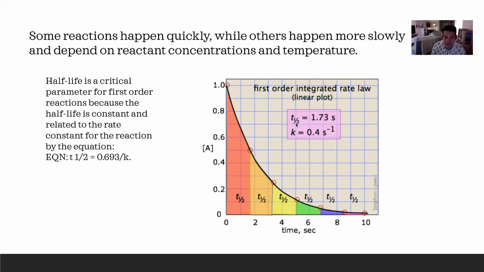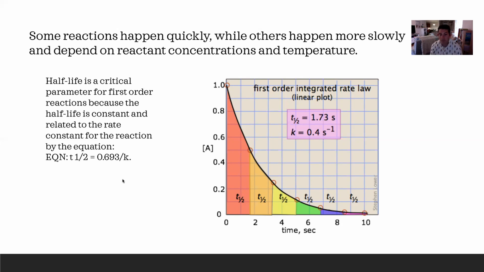And here's something interesting. We are told that the k for this reaction, the rate constant, is 0.4. We can do 0.693 divided by 0.4, and it would give us a half-life of 1.73 seconds. So that's what this equation does. The half-life is equal to 0.693 divided by k.